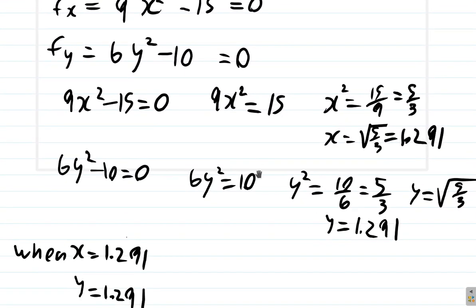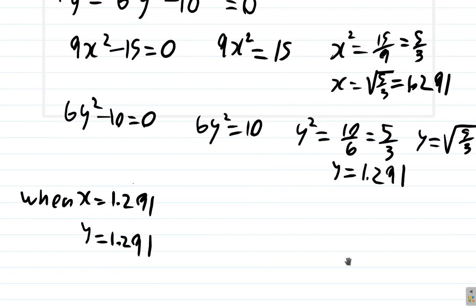Now, here, what we can write is that the location is 1.291, 1.291, for the coordinates of the stationary points.